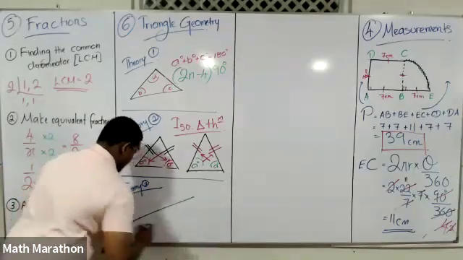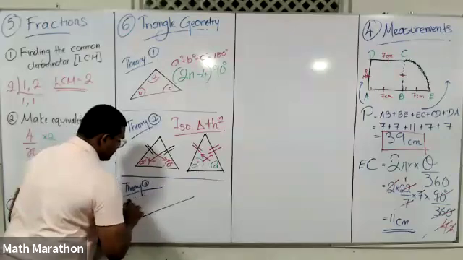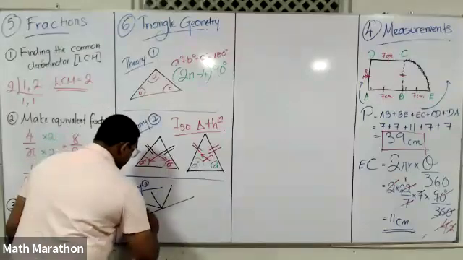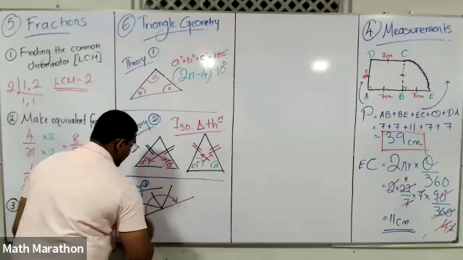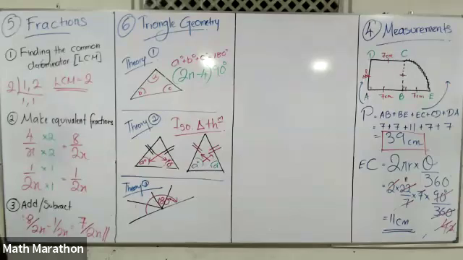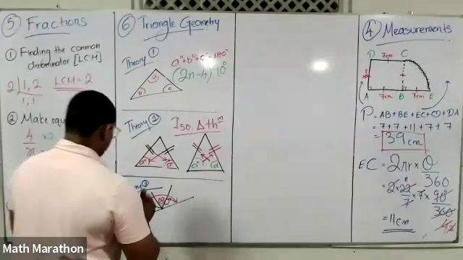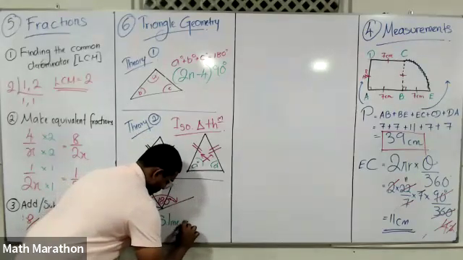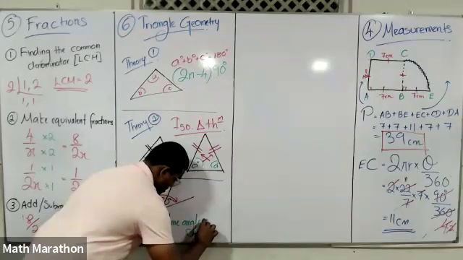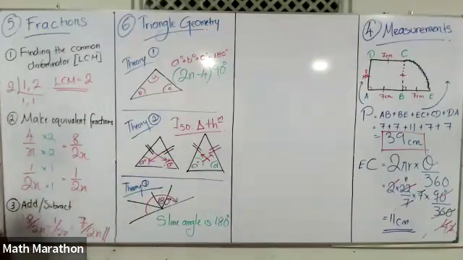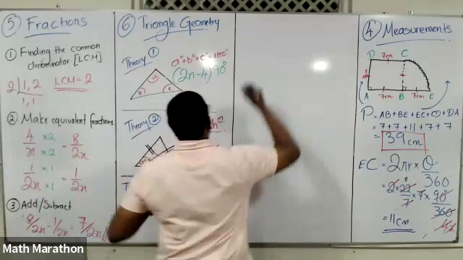If you have a straight line, no matter how you divide the sections, the total on a straight line will always be 180 degrees. Okay, that will never change. So the straight line angle is 180 degrees. So the answer.